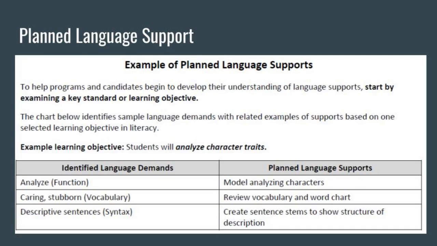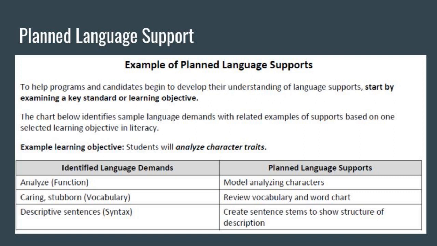Let's look at an example from the edTPA manual. As you can see, the table identifies some language demands and provides some planned language supports for each. For example, analyzing is a language function. And in order to support the students' analysis, a teacher could model analyzing characters for the students. Another example is vocabulary demands. So words such as caring, stubborn, they are vocabulary items which need to be learned by the students. A teacher could use reviewing vocabulary and word charts as a planned language support or a strategy to facilitate the learning of new vocabulary for the students.